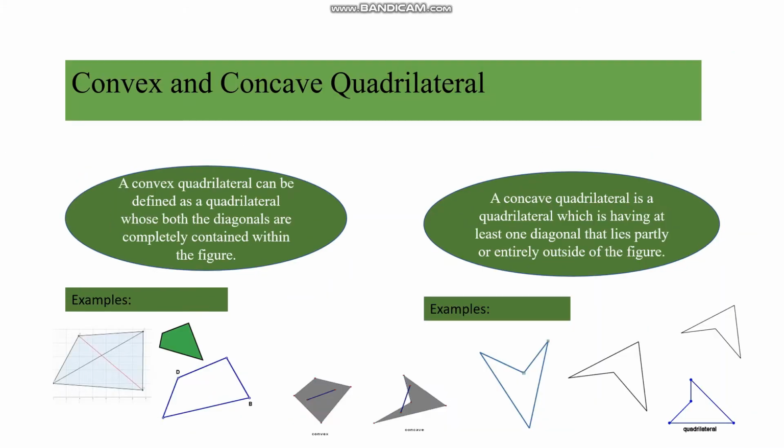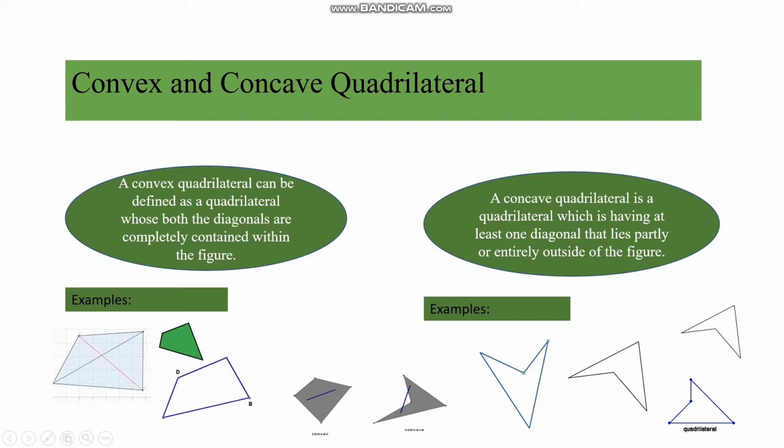Now the second point is convex and concave quadrilateral. A convex quadrilateral can be defined as a quadrilateral whose both diagonals are completely contained within the figure. And a concave quadrilateral is a quadrilateral which has at least one diagonal that lies partially or entirely outside of the figure. The examples can be seen here.